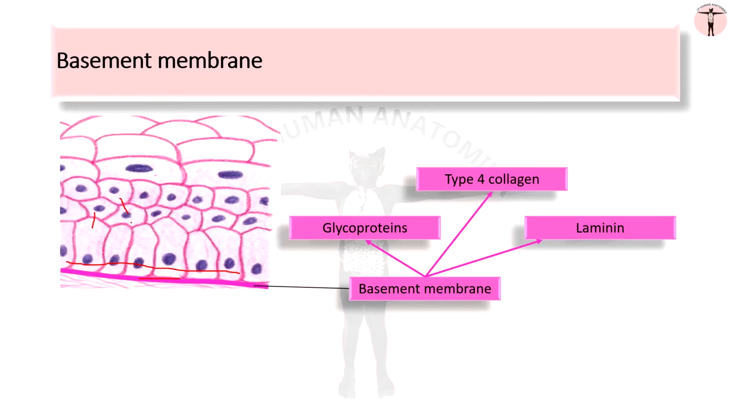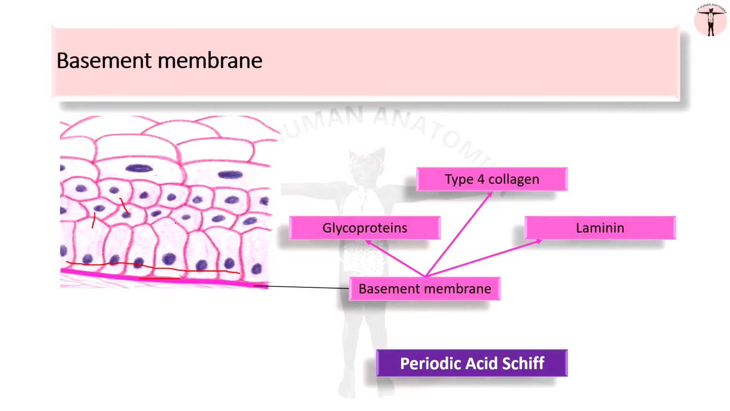A distinct basement membrane cannot be seen in hematoxylin and eosin preparations, but can be well demonstrated using the special staining method called the periodic acid Schiff method. In this method, the glycoproteins present in the membrane are the ones which are stained.